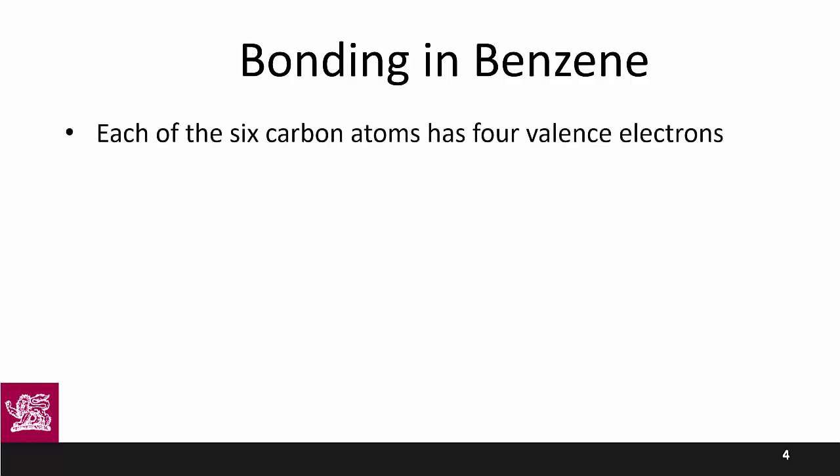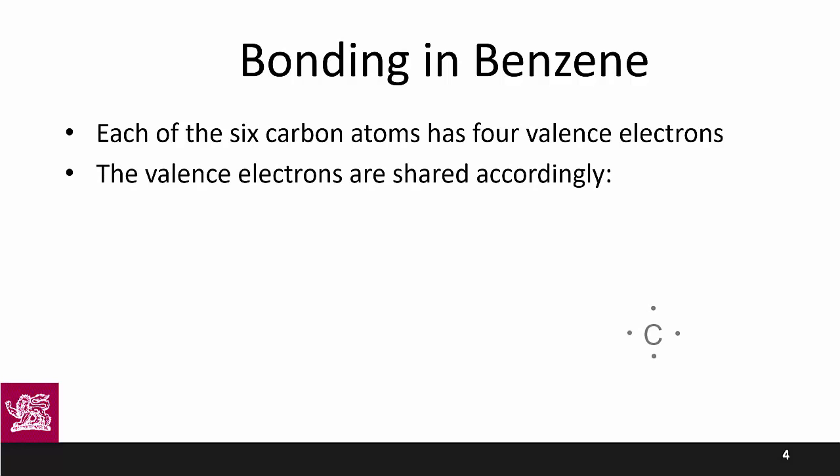Each of our 6 carbon atoms has 4 valence electrons. Now that's based on the periodic table because carbon has 4 valence electrons, and we know that from our studies in physical sciences. I'm going to build up a diagram in this bottom right hand corner of the slide right now, and it's all going to be in relation to this carbon which has 4 valence electrons, with each valence electron being represented by one of these dots.